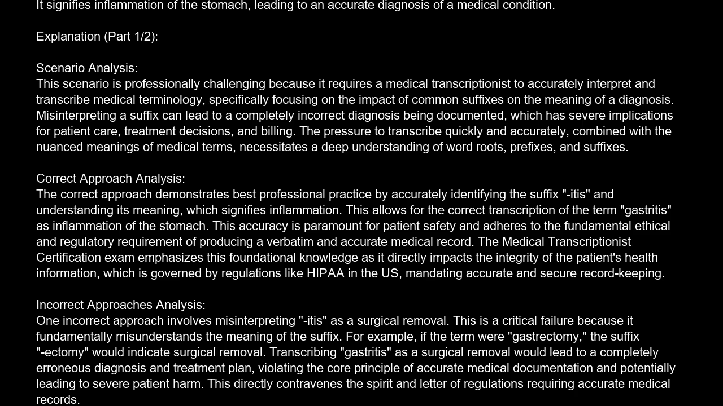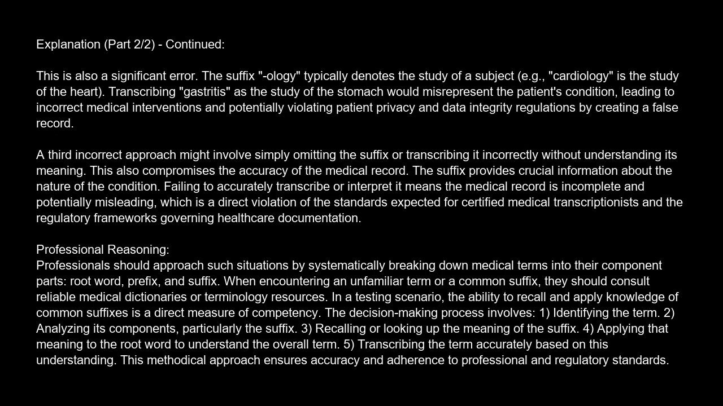Another incorrect approach involves assuming itis refers to a study of a body part. This is also a significant error. The suffix ology typically denotes the study of a subject, e.g., cardiology is the study of the heart. Transcribing gastritis as the study of the stomach would misrepresent the patient's condition, leading to incorrect medical interventions and potentially violating patient privacy and data integrity regulations by creating a false record.